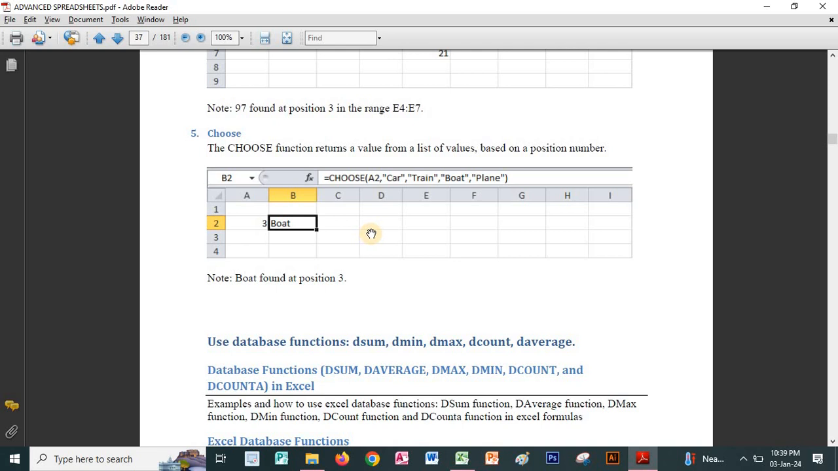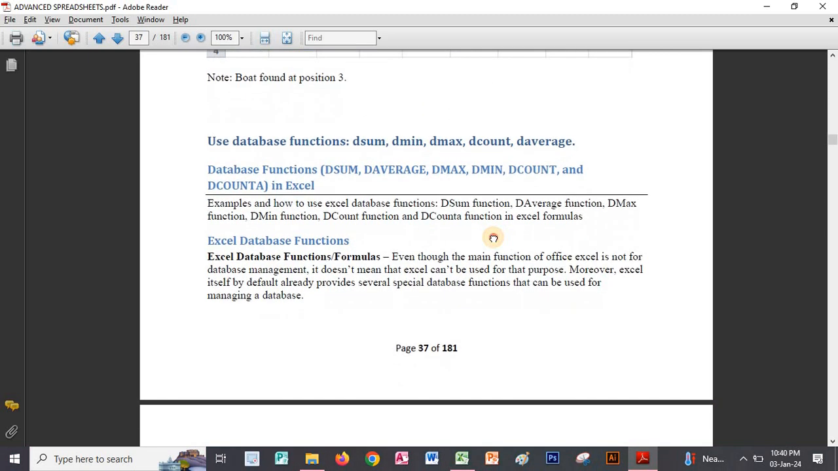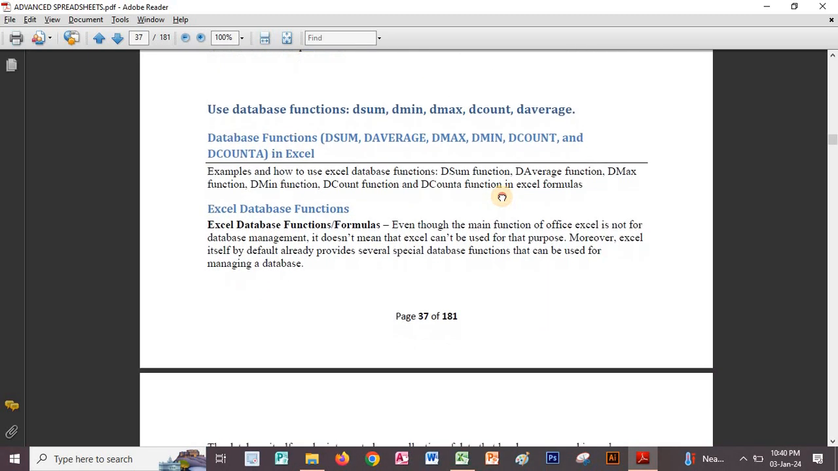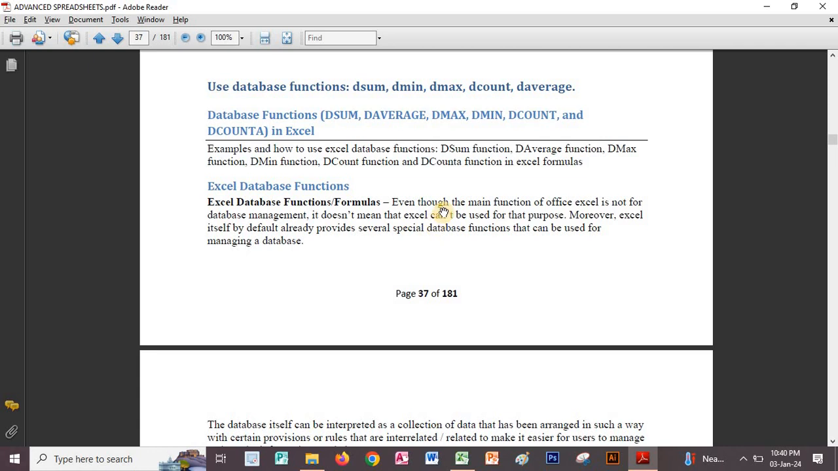Choosing can also, we want to choose the third item. 1, 2, is it 0, 1, 2, 3. So 3 is both, so that is what is going to be returned. So from statistical functions, I think now we can look at database functions.